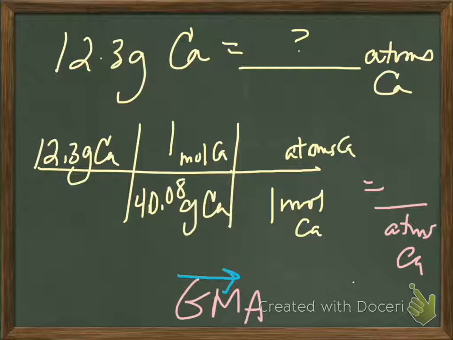Atoms to moles. What's the relationship? Jeremy? 6.022 times 10 to the 23rd. Yep. Thou shalt never put a number other than 6.022 times 10 to the 23rd in front of the word atoms unless it's a given.